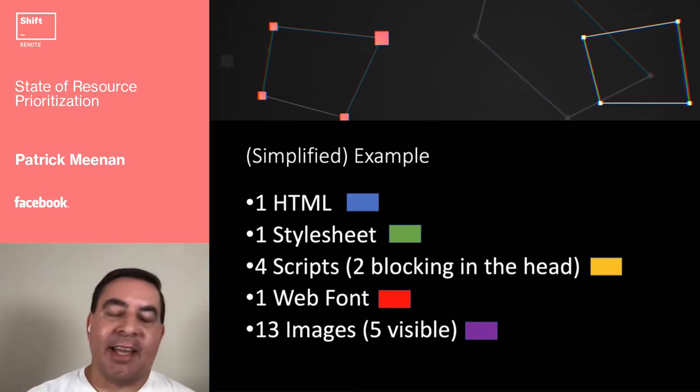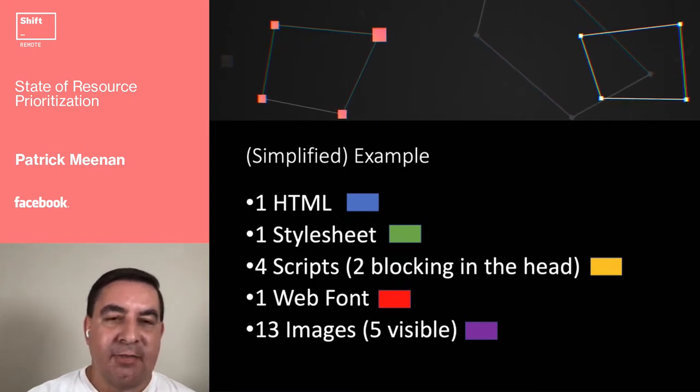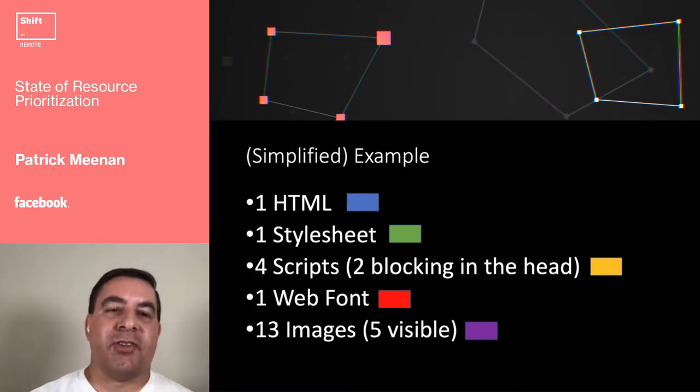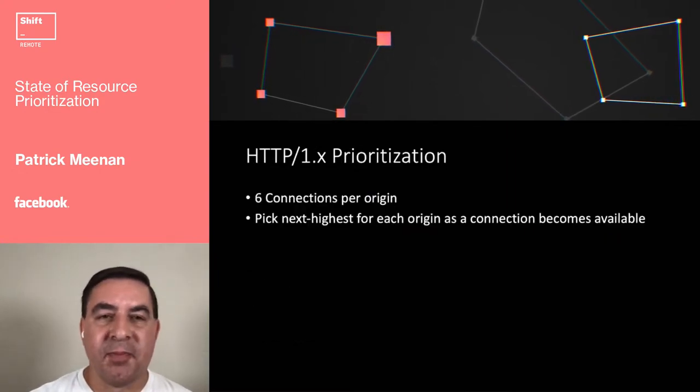There's one web font. Can't seem to get away from web fonts these days. And there's 13 images on the page, five of them visible on the initial load. And the rest of them are sort of below the fold or tracking pixels or whatever.